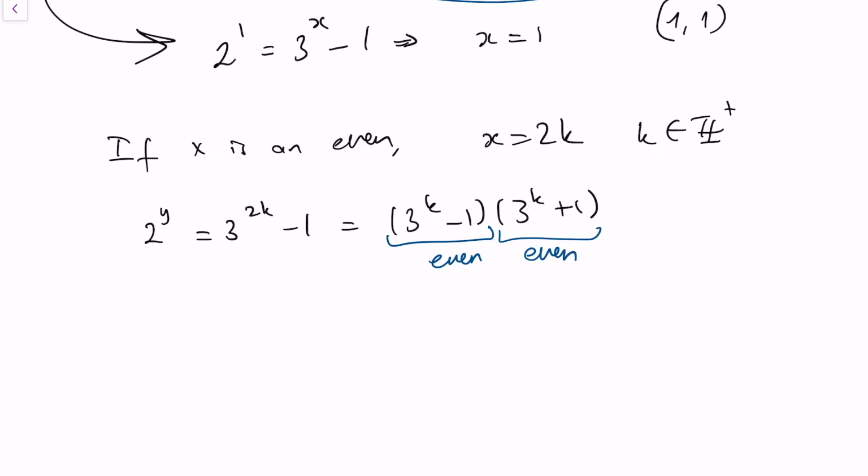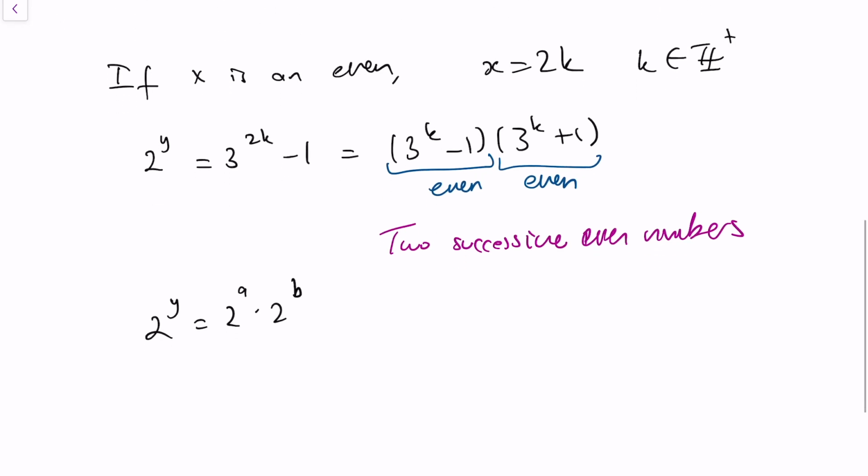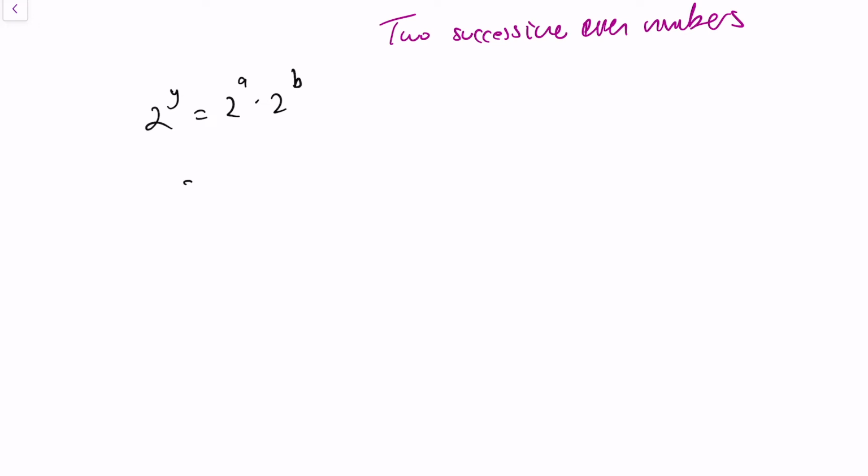Not only that, these two even numbers must be two successive even numbers. And since that's equal to 2^y, we must have some 2^a times 2^b, and these are, as I said, successive even numbers. Well, if you think about it, the only way that could be true is if 3^k - 1 is equal to 2 and 3^k + 1 is equal to 4, which implies k is equal to 1.